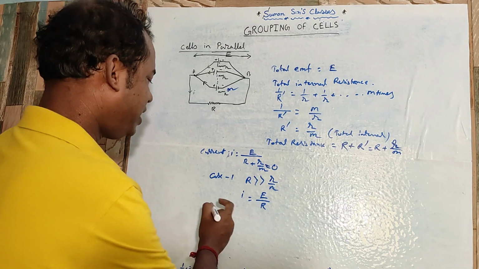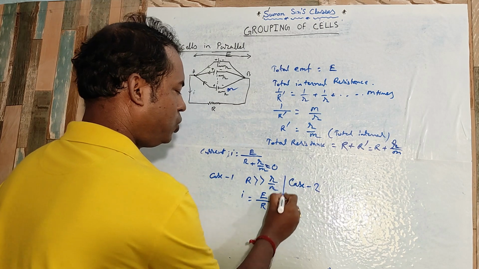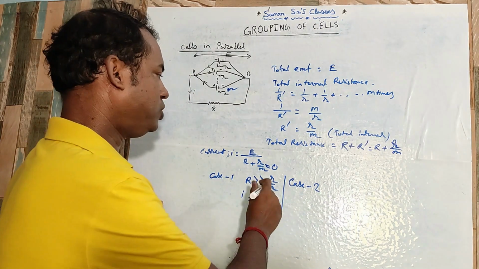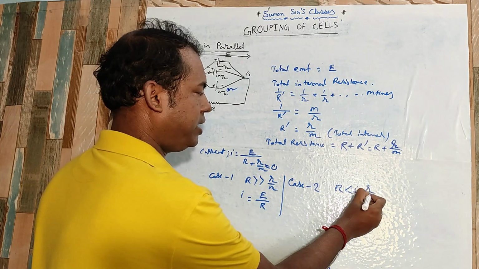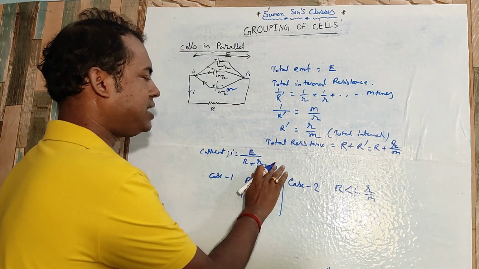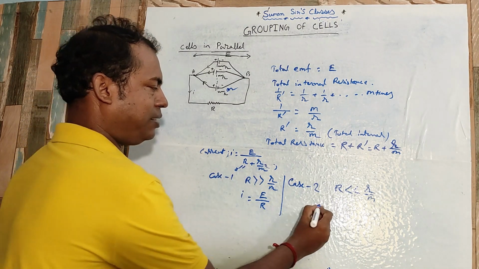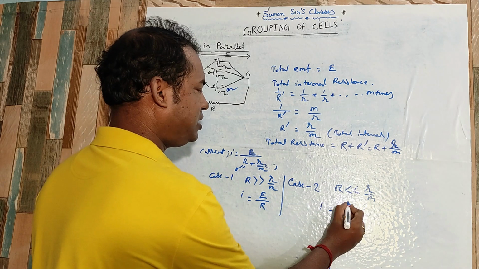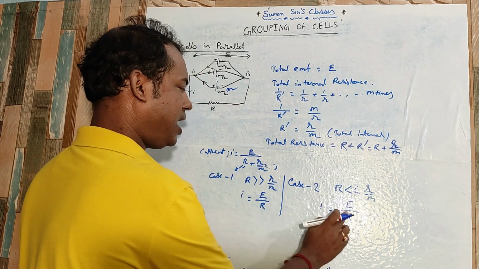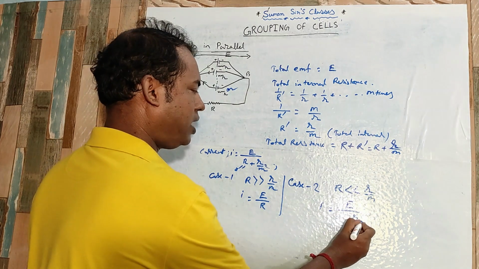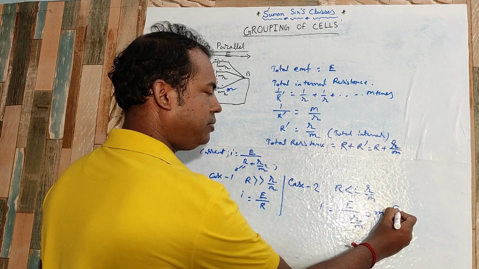Now case 2, the opposite of this: R is less than r by m. That means R equals 0. So I equals E by small r by m, that is equals m into E by r.